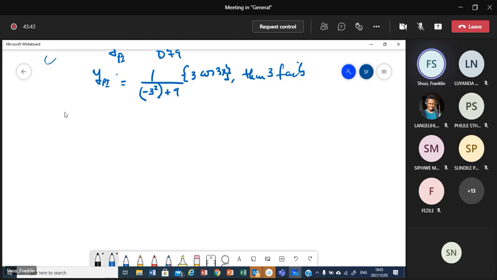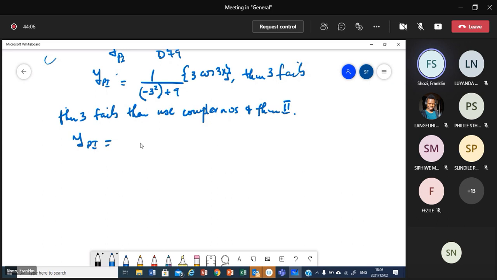Perhaps let me write that down. Theorem 3 fails, then use complex numbers and theorem 2, because theorem 3 is failing. Therefore, your ypi is equal to 1 over d squared plus 9 acting on 3 times the complex number. How do you define that? It is e to the power 3jx. This 3 is that 3 there of x.